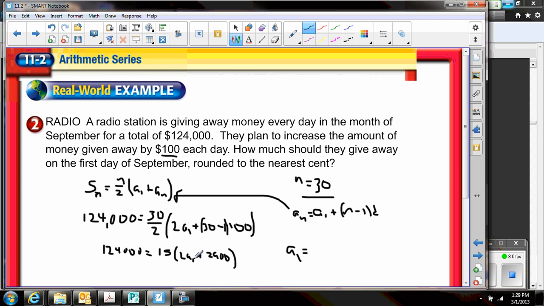Now, because I'm running out a little bit of room here, and I don't write the best with a mouse, I'm just going to go ahead and talk our way through the steps. So we're taking 124,000. We're going to first divide by 15 to bring this over on the other side. I'm then going to subtract off 2,900. And finally, we're going to divide by 2. And that will give me a sub 1, which is a value of $2,683.33.